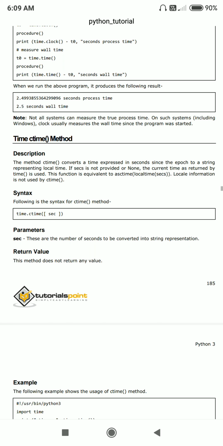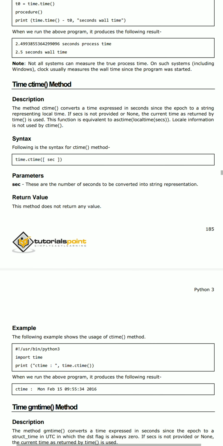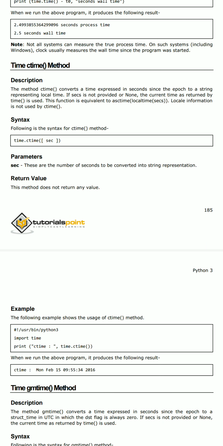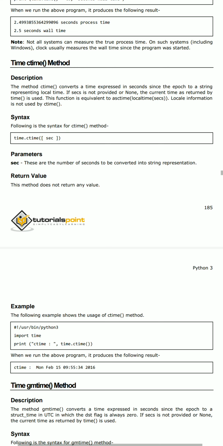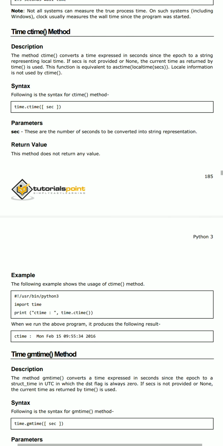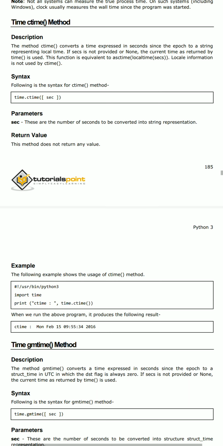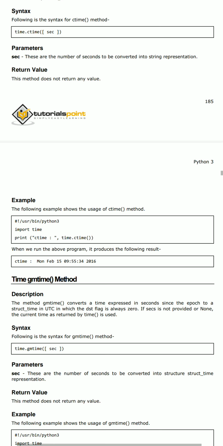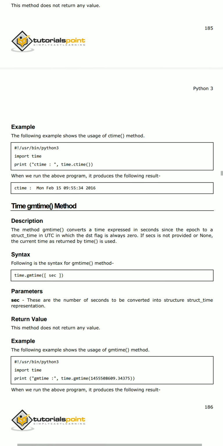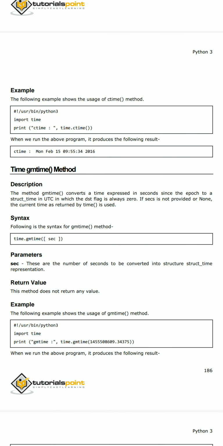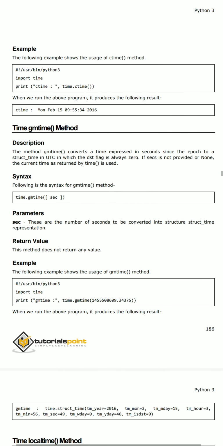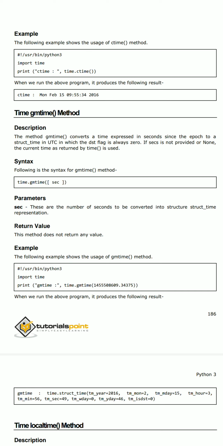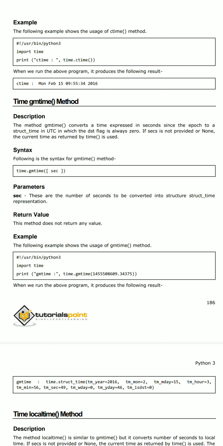Next one is the time.ctime method. This method converts a time expressed in seconds since the epoch to a string representing the local time. The syntax is time.ctime([seconds]). The parameter seconds represents the number of seconds to be converted into a string representation. This method doesn't return any value. So consider the program: import time, and next printing the value of time.time onto the output screen. So this prints the time as a string: the day, the month, the date, the time in hours, minutes, seconds, and the year.